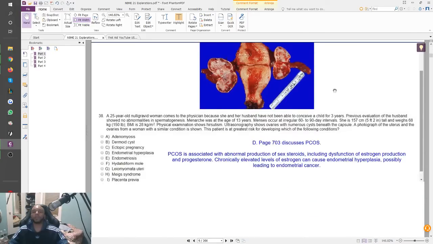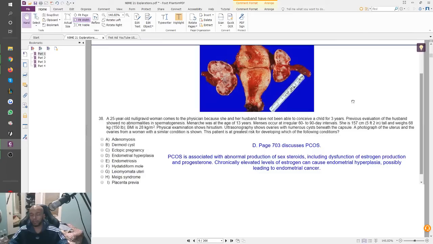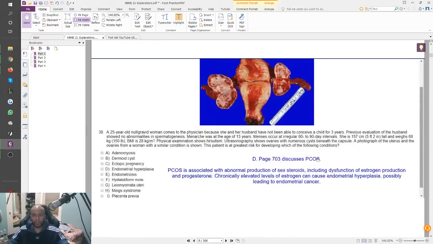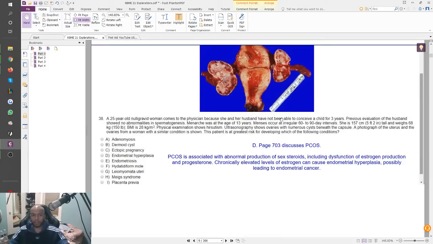11, you see this and you should be able to figure out the fact that we're looking at female organs here, and these are your ovaries, so something must be wrong with this patient in their GU system. 25-year-old newly gravid woman comes to the physician because she and her husband have not been able to conceive a child for 3 years.